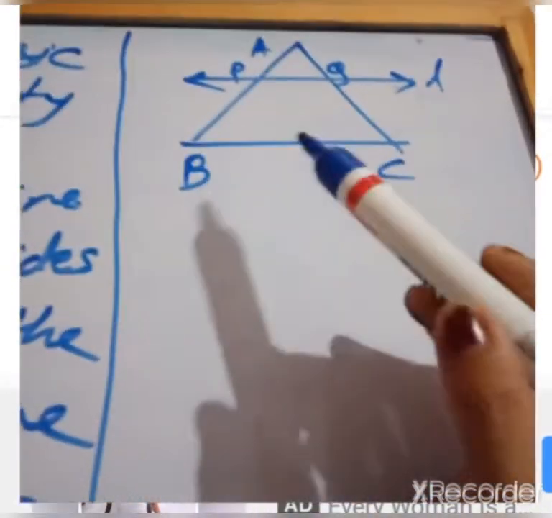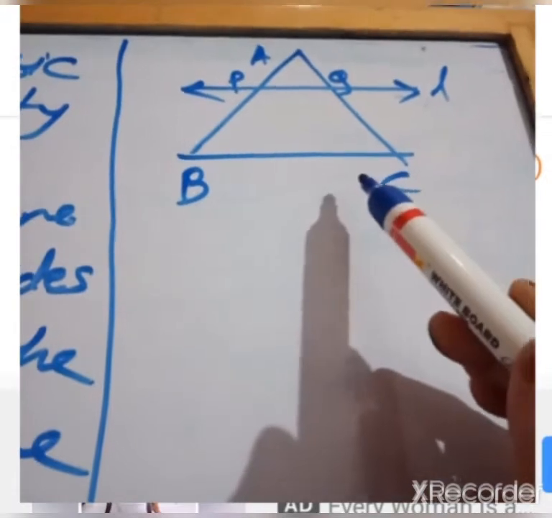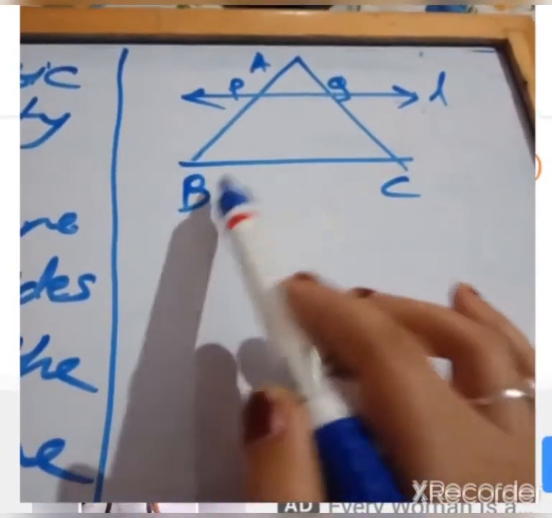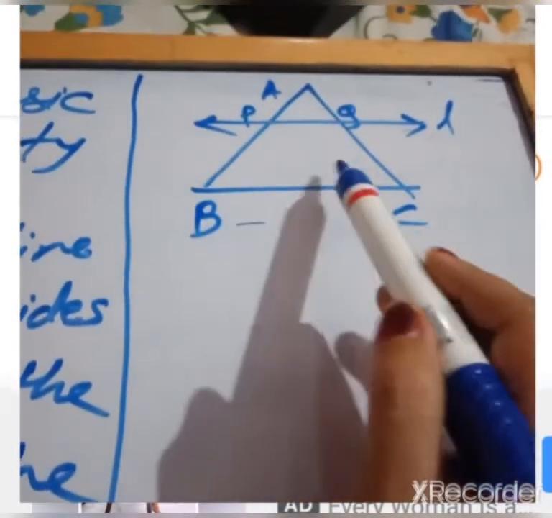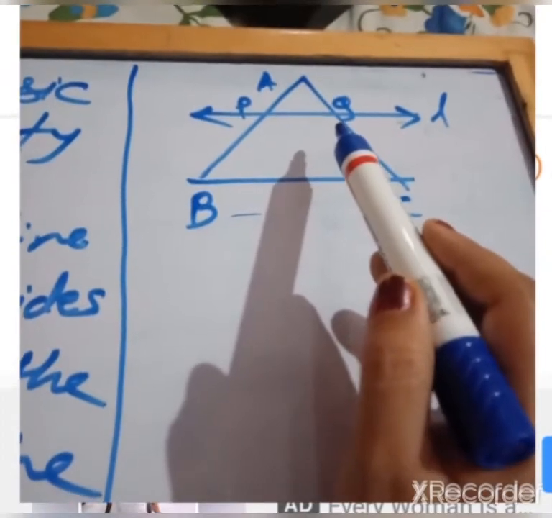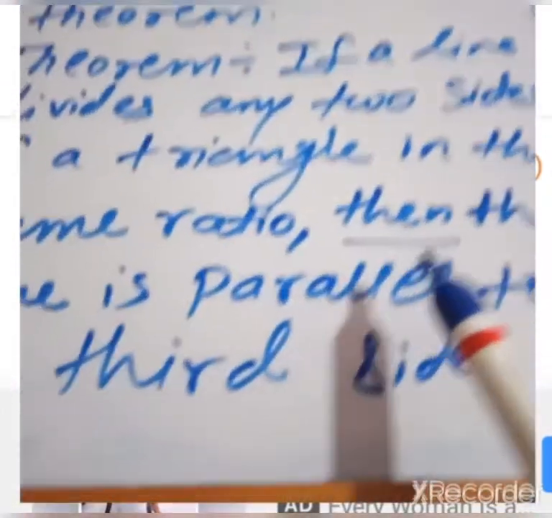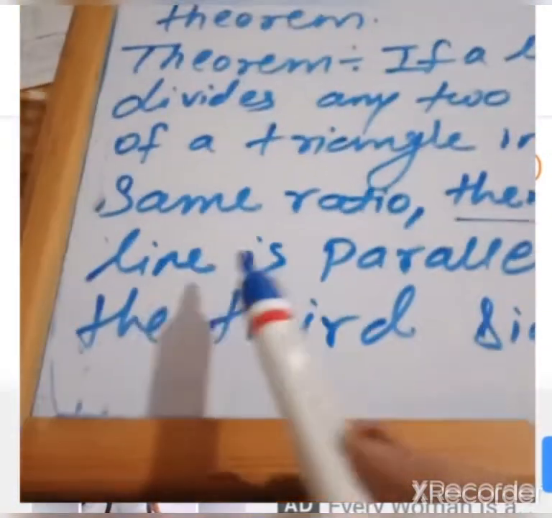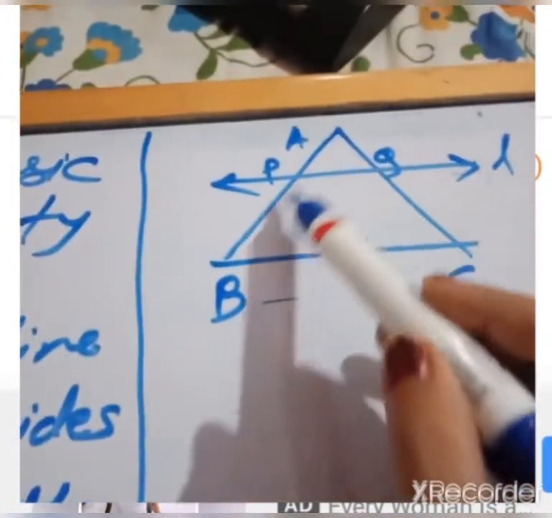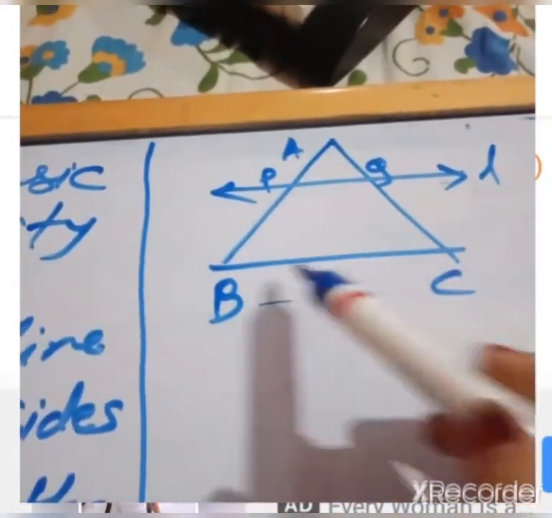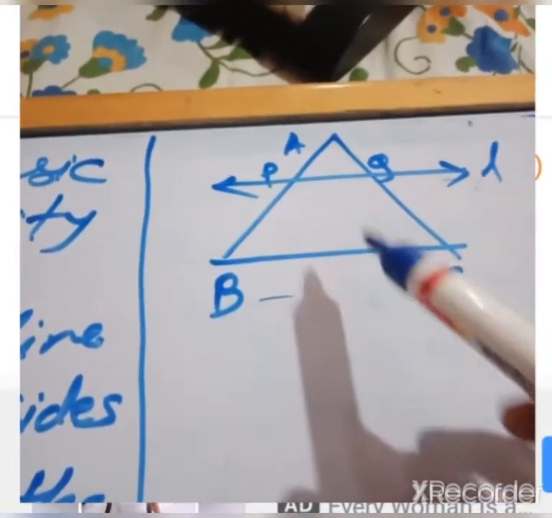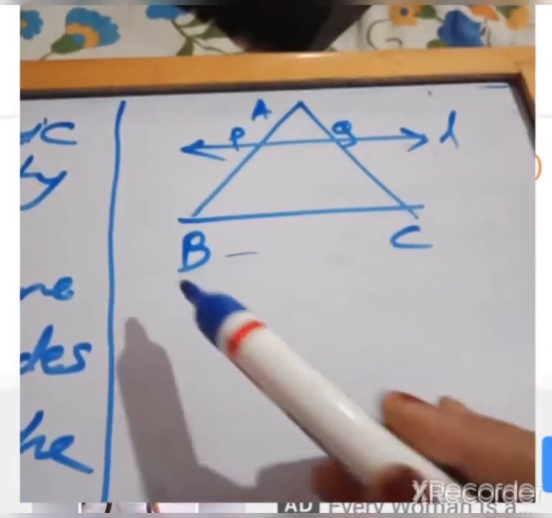See the diagram: triangle ABC, line L parallel to side BC. We have to prove that line L is parallel to side BC; that is the converse. The line is parallel to the third side. Take the first side AB, second side AC and third side BC. We have to prove that line L is parallel to BC.